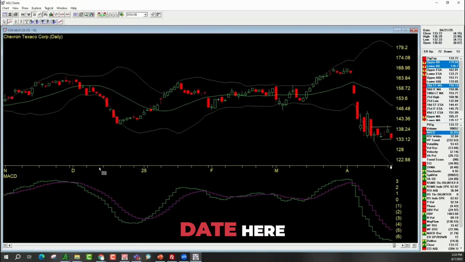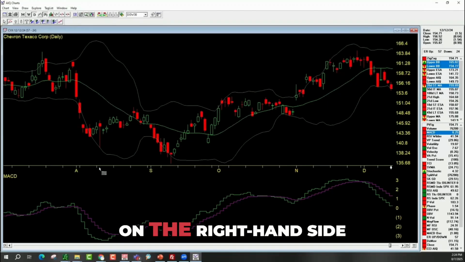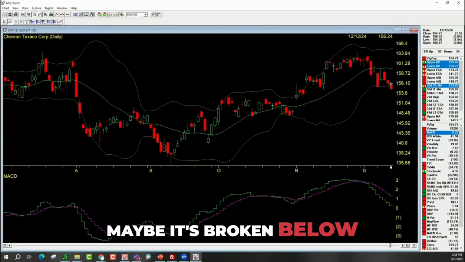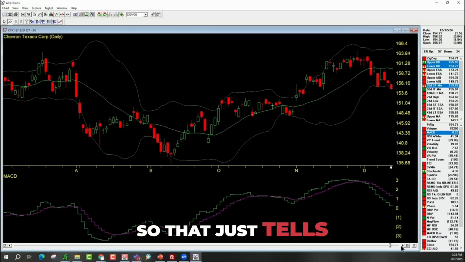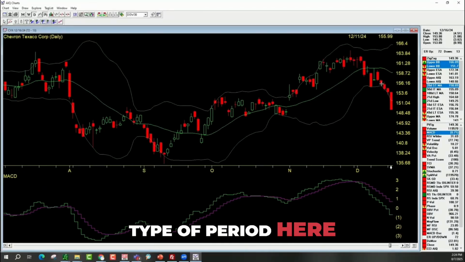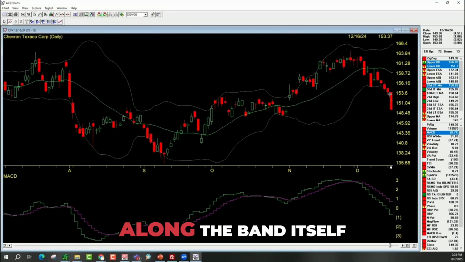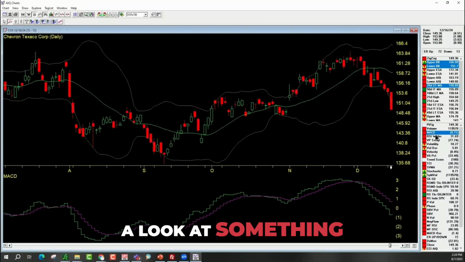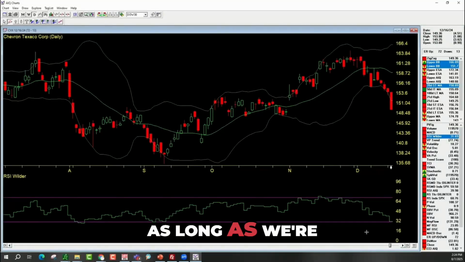When you're on this date here, I change back to here, on the right-hand side of the screen, there's nothing here that tells me much. Maybe it's broken below the lower band, so that just tells me one thing. But when I get into like here, you get into this type of period here, you are definitely trading along the band itself. And the only way to know if this is still going to be valid for us is to have a look at something like RSI Wilder. As long as we're not deeply oversold, we're still good to follow this.